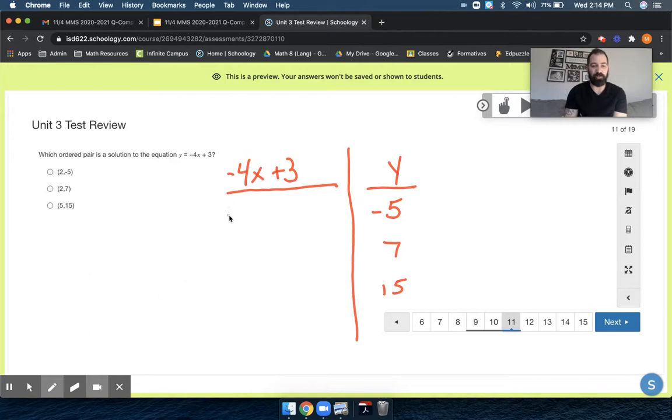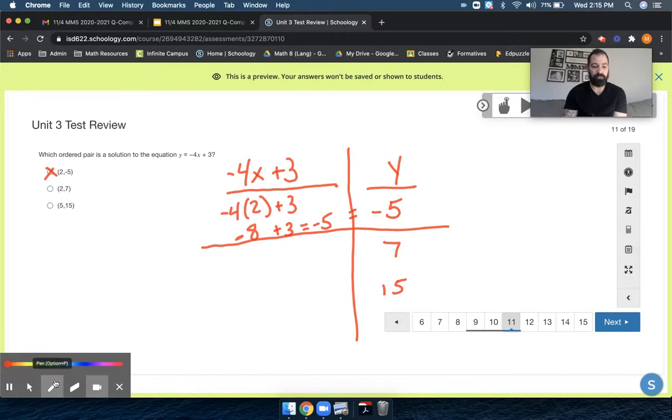Then I want to plug the x values into my equation. So for the first one, I have -4 times 2 plus 3. -4 times 2 is -8. -8 plus 3 is -5. Same thing on both sides, -5 and -5. That would be a solution. Let's check the other ones just in case, because sometimes it's not going to be the first option.